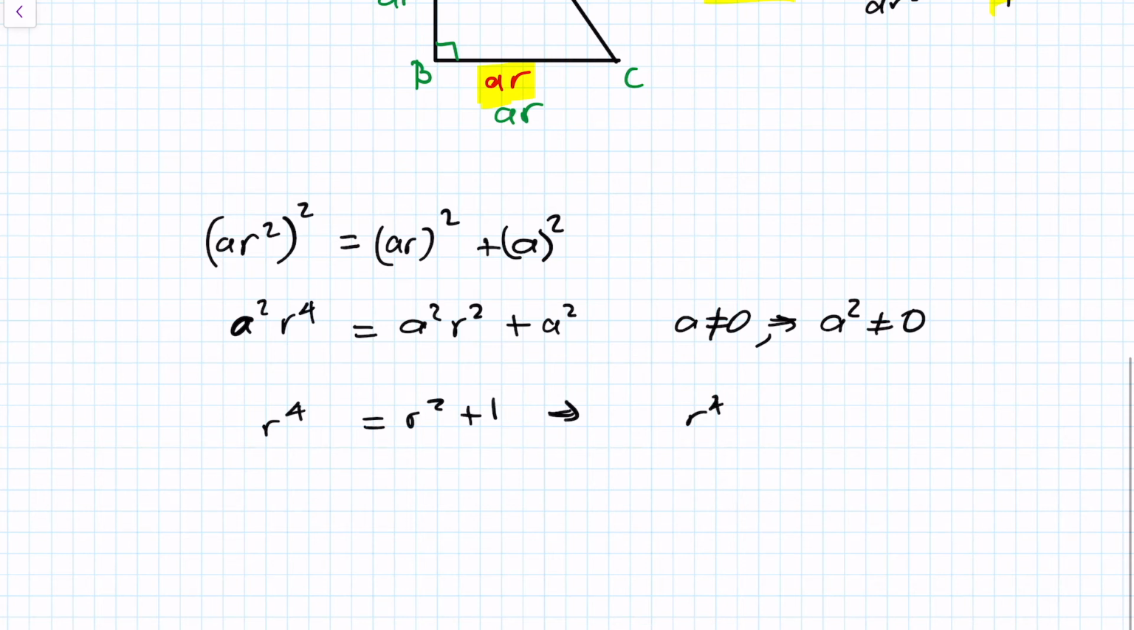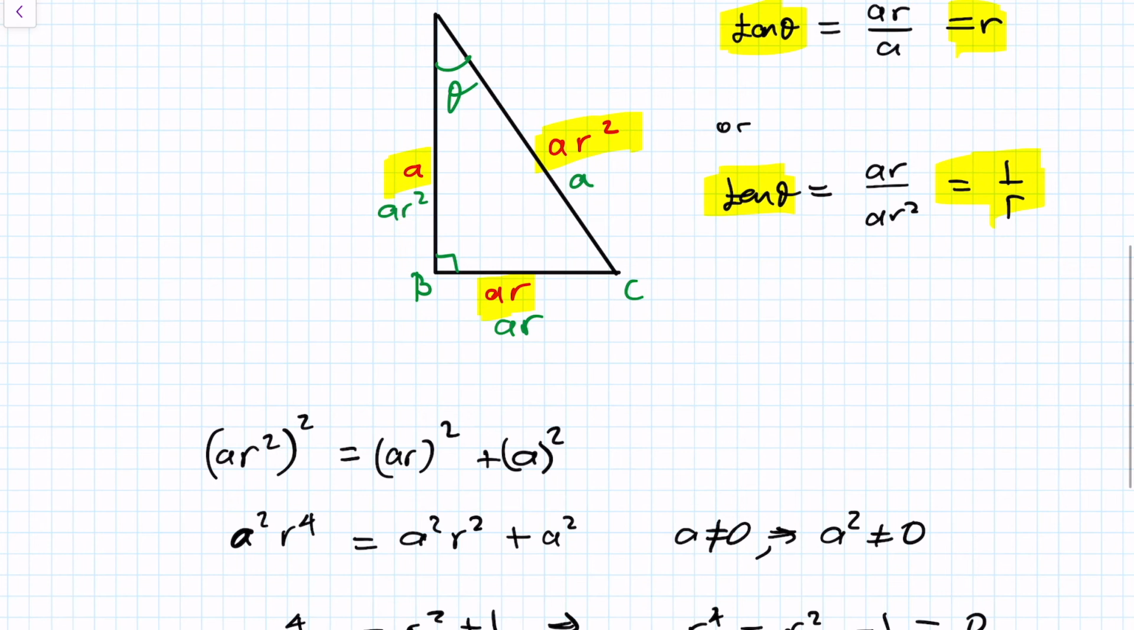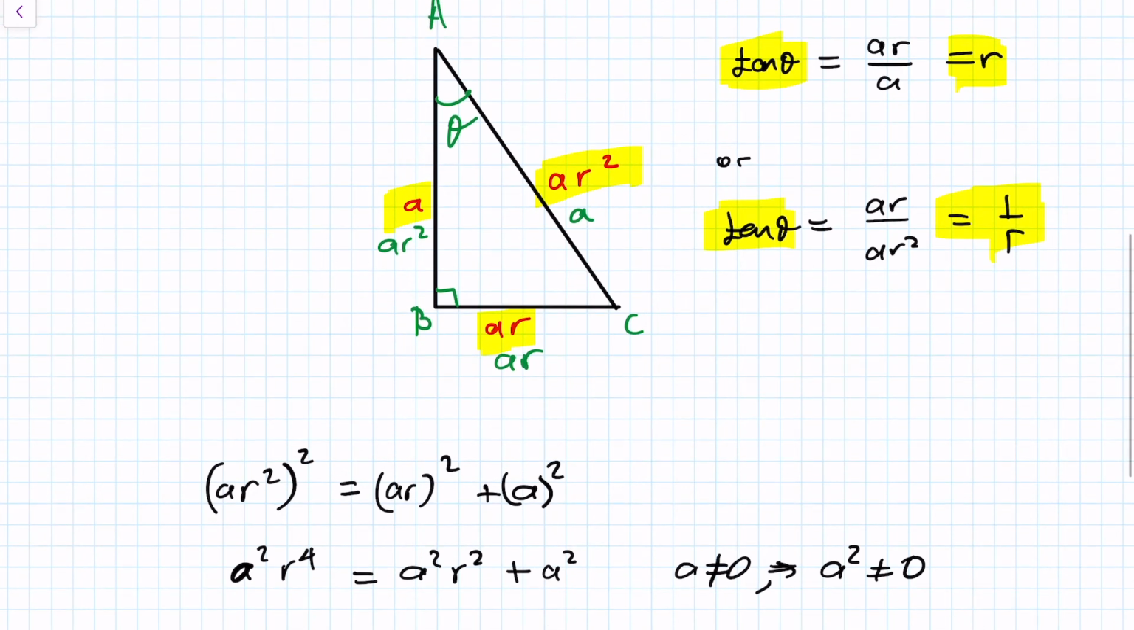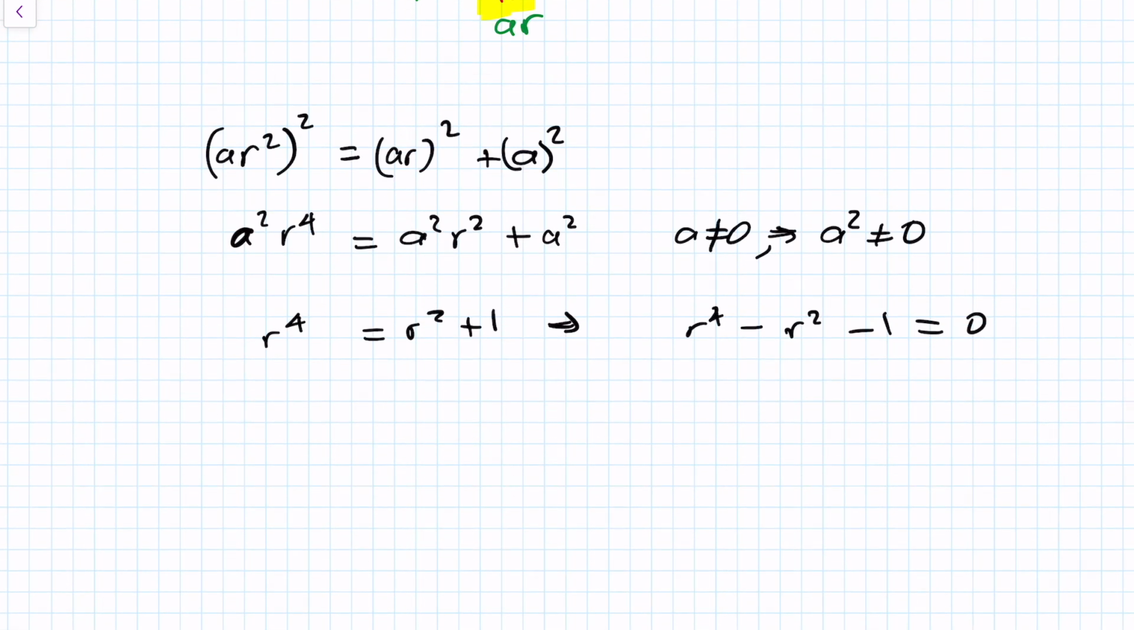That implies R to the 4 minus R squared minus 1 is 0. Now, let's go back to our equations. What is R equal to? Well, R is equal to tan theta, isn't it? Or let me write here. So we have R is equal to tan theta, or 1 over R is equal to tan theta, okay?